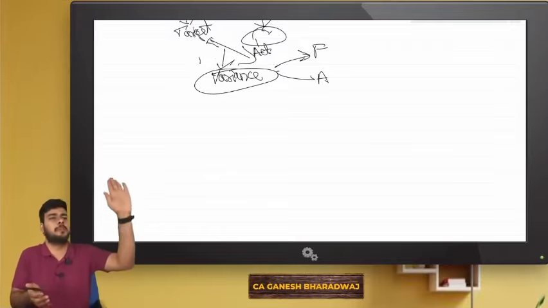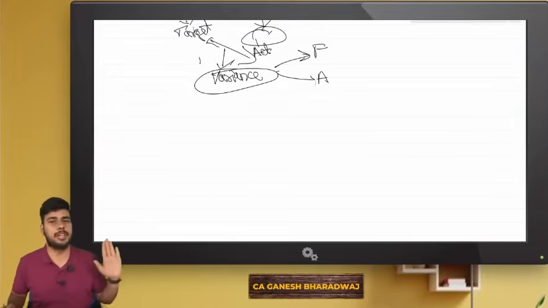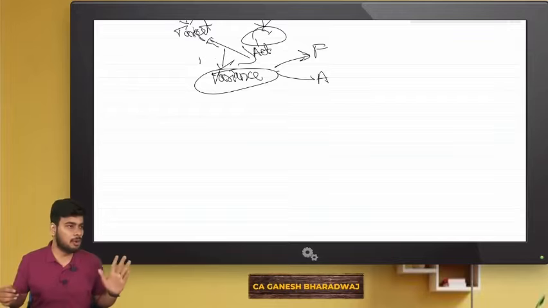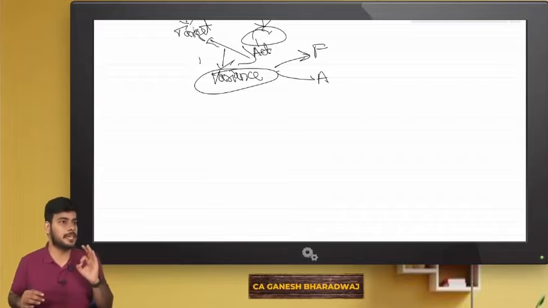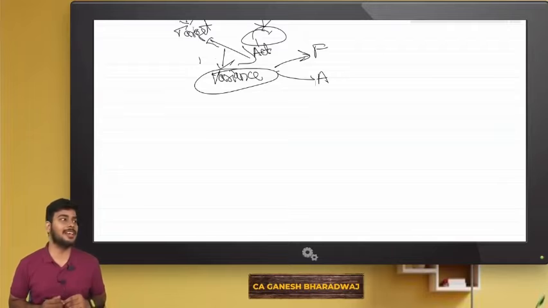Correct? They are not going to publish the costing results. Have you ever seen companies publishing the costing P&L and all? No. In fact, the costing data is very, very sensitive information. It's confidential information. If someone has access to your cost sheet, they will clearly know what cost you are having, what money you are making. Correct or not?